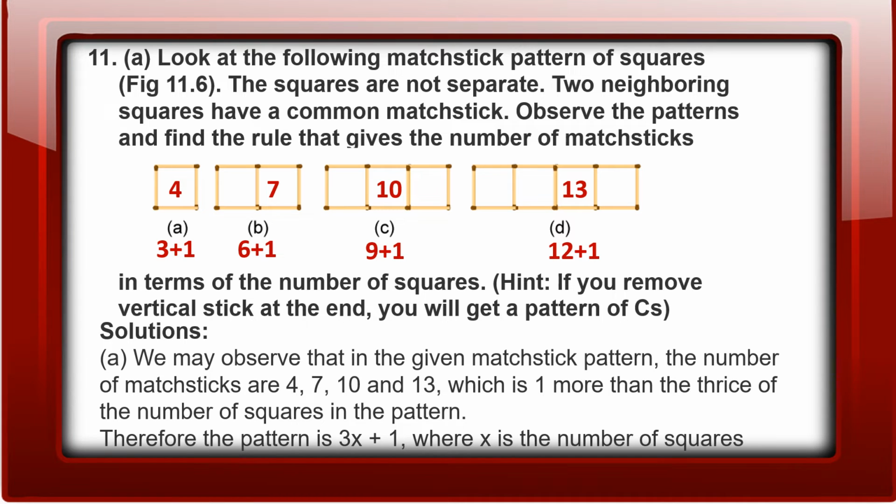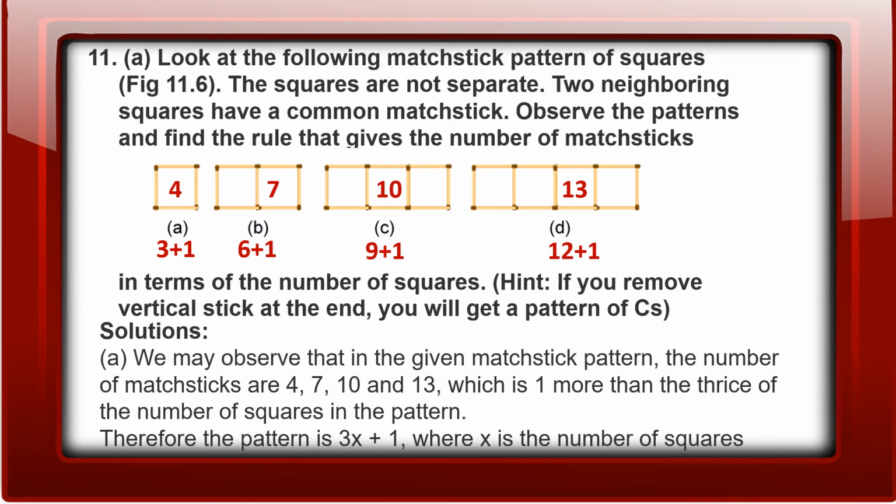If you write 1 in place of x, you will get 3 into 1, 3, plus 1. If you write 2, 3 into 2 plus 1, so you will get the second pattern. If you write 3, you will get 3 into 3, 9 plus 1. If you write 4 for x, you will get 3 into 4, 12 plus 1. So like this, you need to find the pattern.